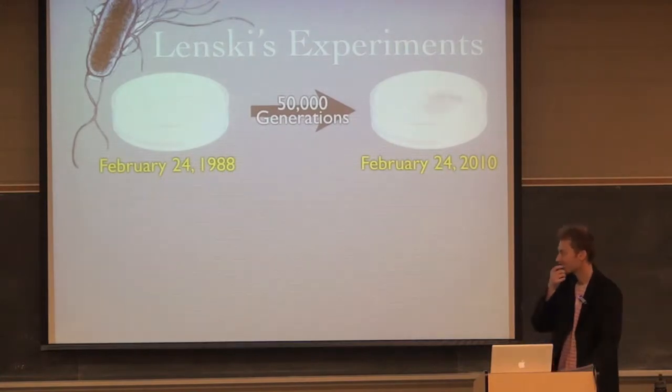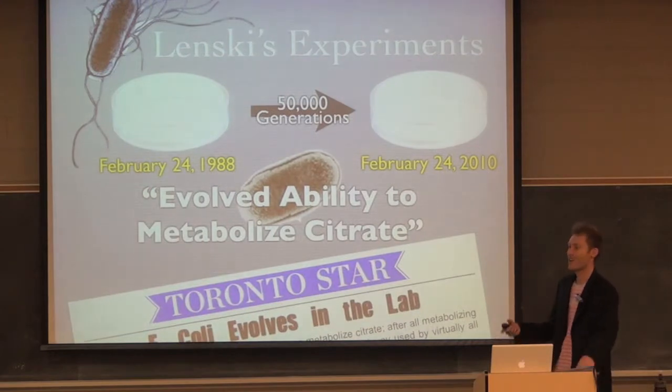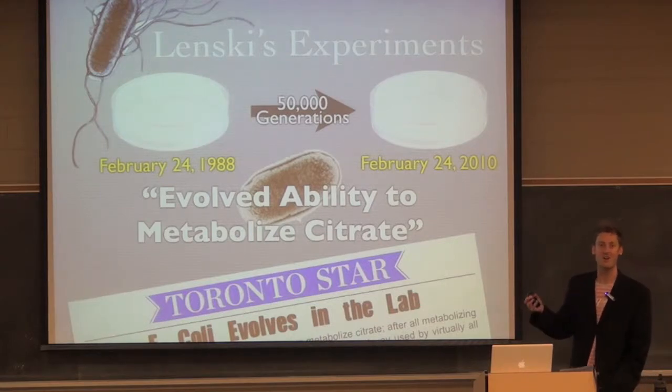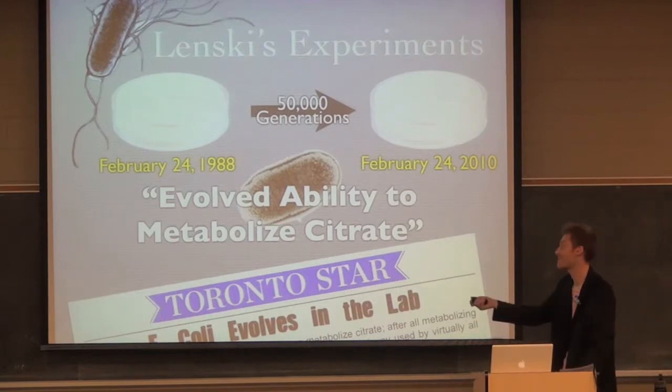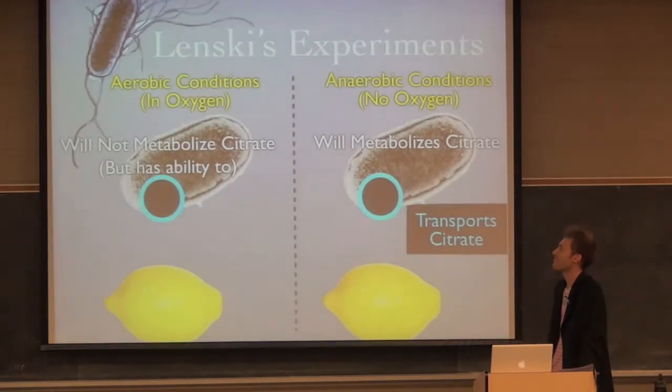So what happened? Well, there was a headline, and this is what startled me. E. coli, he's growing these E. coli bacteria. They're actually in your body as well. They evolved the ability to metabolize citrate. And to you, that may not sound very exciting, but I thought, oh, they evolved the ability to do something. And it's metabolizing, like this is big. This is huge. Let's see what happened.